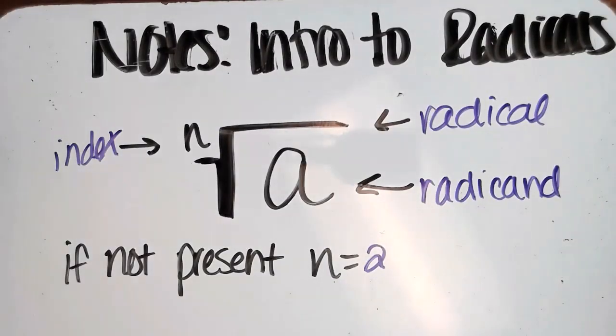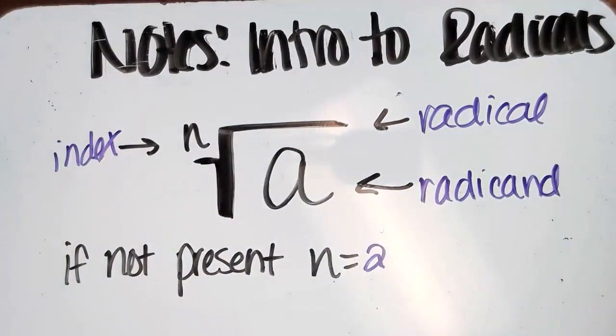All right, let's talk about some radicals and the basics of them. So a radical is anything with this radical sign right here. That just means that you're working with a radical. It's a square root, cube root, anything like that.